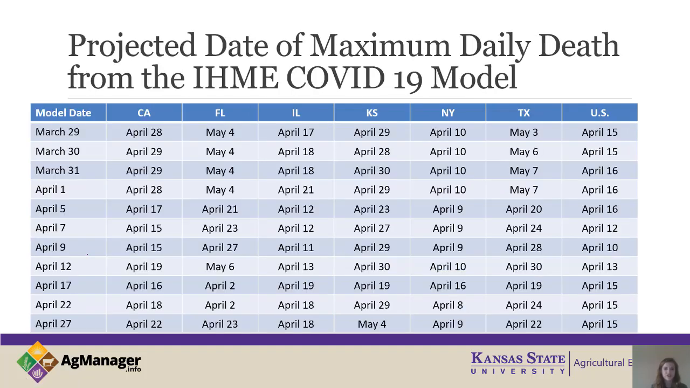So this is looking at the projected date of maximum daily death, so really when the curve will peak in this model for various states. So looking at Kansas, what we've seen is that initially April 29th was the peak date.